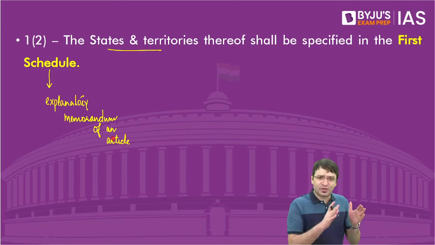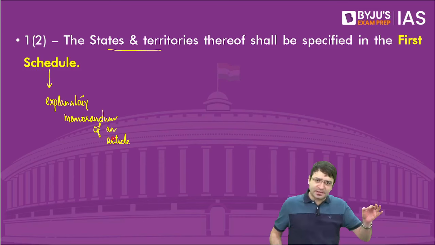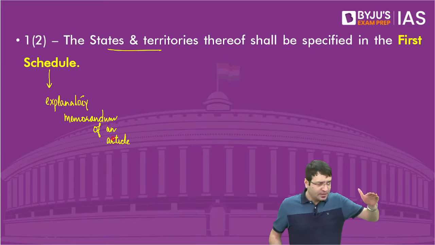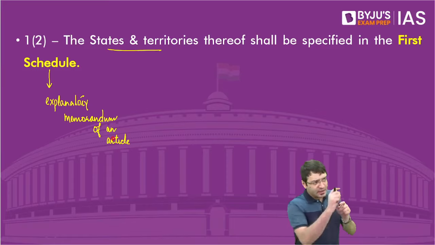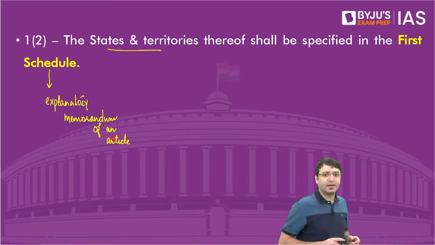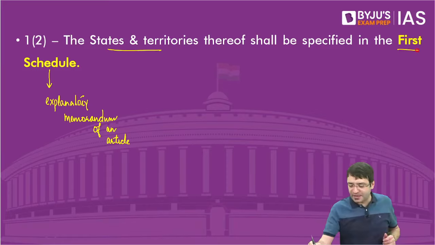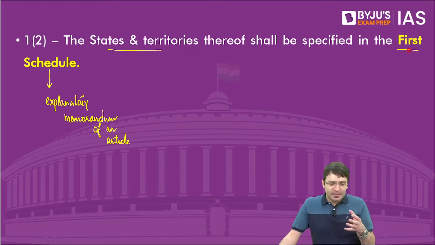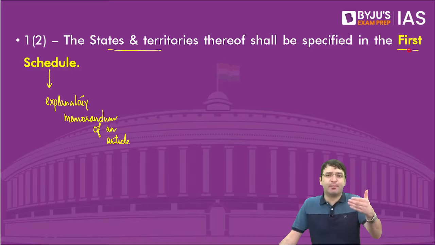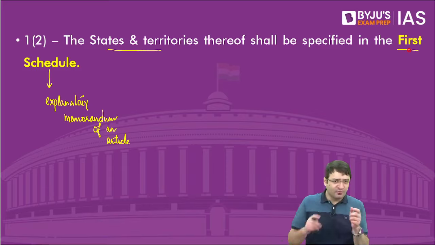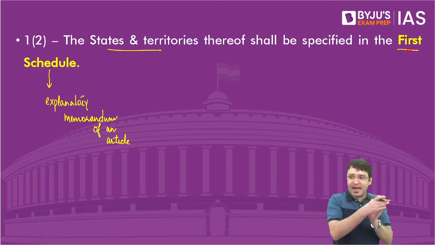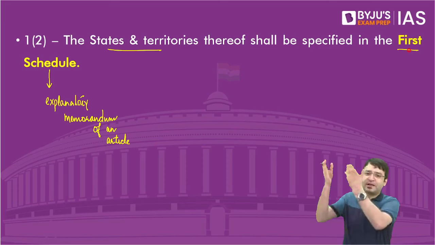Article 1, Clause 2 says, the names of the states and territories thereof. We have 28 states. We have 8 union territories. Where would their names be specified? These names will be specified in the first schedule of the Constitution. But what is a schedule? Schedule is basically an explanatory memorandum of an article. If an article requires more explanation, we don't add the explanation in the article itself. We add this explanation at the end of the Constitution by creating a schedule.